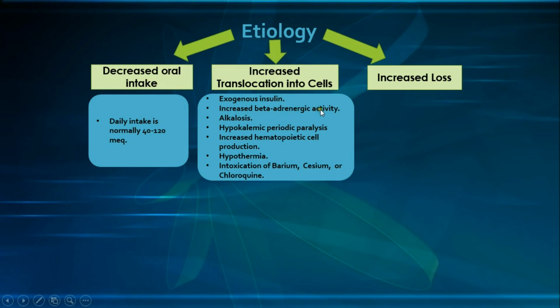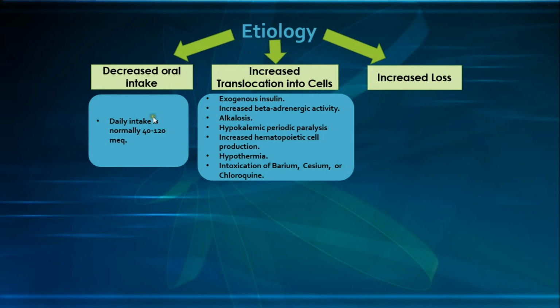Now, coming to the second cause of increased potassium translocation into the cells, which is increased beta adrenergic activity, and basically we're talking about beta 2 agonists, whether it is exogenous by drugs or endogenous by the release of the catecholamines. Now, the beta 2 effect increases the potassium translocation into the cells by three proposed mechanisms. The first is increased sodium potassium ATPase activity. The second is increased sodium potassium 2 chloride cotransporter activity, and the third is possibly by increasing the release of insulin through the beta 2 receptors. So overall, the beta 2 agonist effect contributes to the hypokalemia.